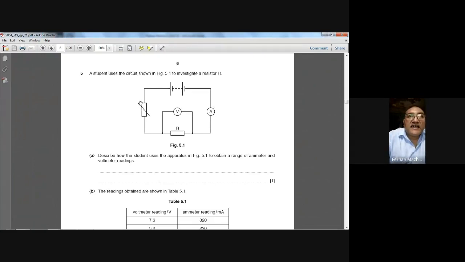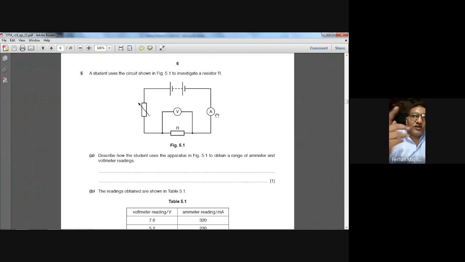Then he reduces the resistance of the variable resistor a little and notes the reading on the voltmeter and the ammeter. Then he reduces the variable resistor's resistance further and notes the reading on the voltmeter and the ammeter. You see, by changing the resistance of the variable resistor, he is able to find different sets of readings of the voltmeter and the ammeter.